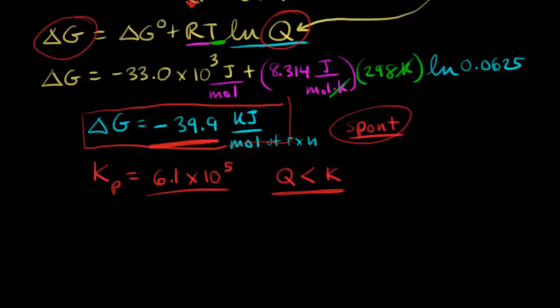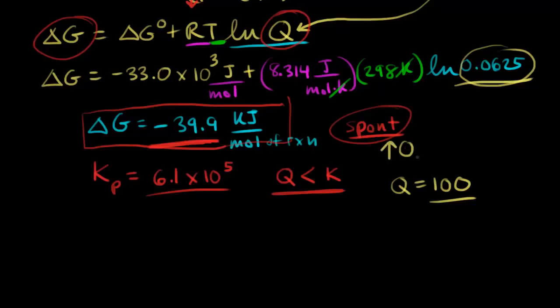Well, let's just make up a number here. Let's say that Q is now equal to 100. So we're at a different moment in time. Here, Q is equal to 0.0625. Let's increase that to Q equal to 100. If we increase Q, what happens to delta G? Let's just plug the numbers into the equation and see for ourselves.